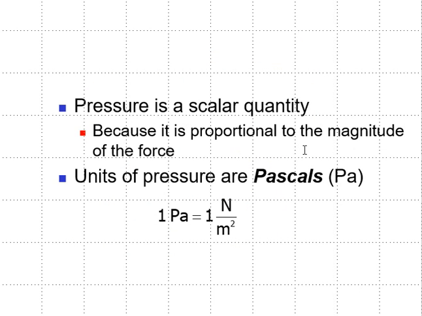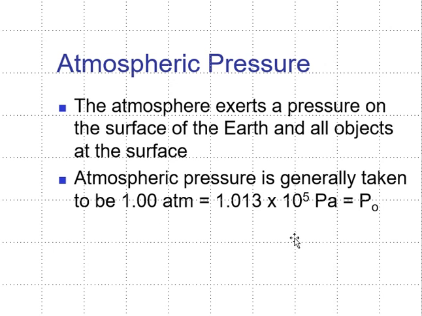Pressure is a scalar quantity. It's proportional to the magnitude of the force. The unit of pressure is the Pascal, after Blaise Pascal. 1 Pascal is a Newton per square meter. In those units, the atmospheric pressure is enormous. The atmospheric pressure is roughly 10 to the 5th Pascal, or 1.013 times 10 to the 5th Pascal. That's 1 atmosphere. So the atmosphere extends above us quite a large distance, and we are in equilibrium essentially at the surface.